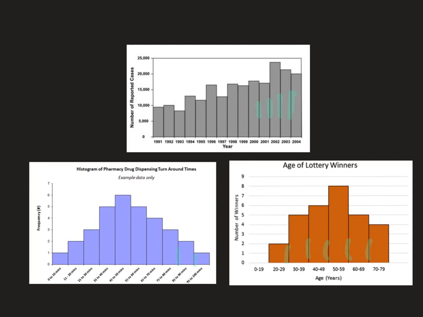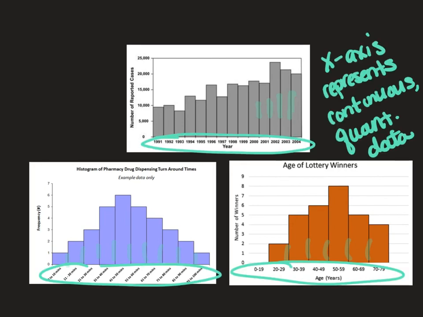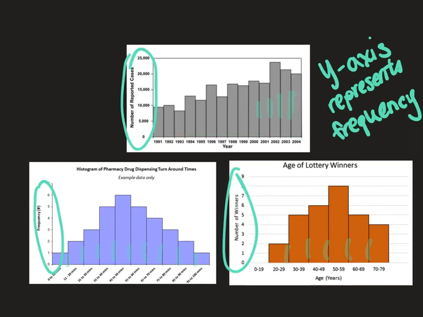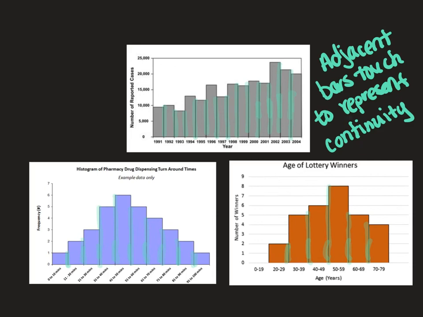The lack of gaps is referring us to the fact that the x-axis is about something that's truly continuous or quantitative in nature. So to summarize, our x-axis represents continuous quantitative data, while our y-axis represents frequency with which those quantitative values occurred. In addition, adjacent bars touch to represent the continuous nature of quantitative variables.